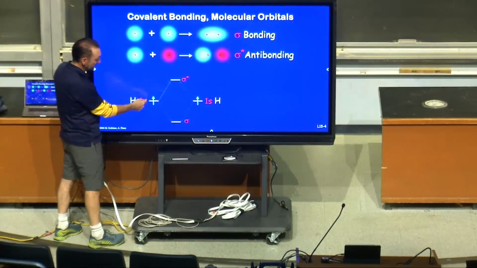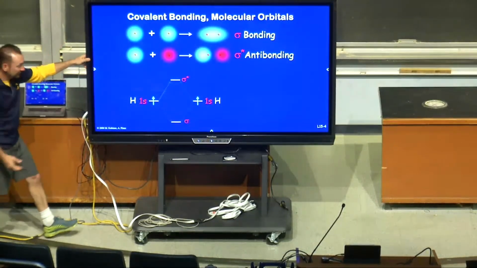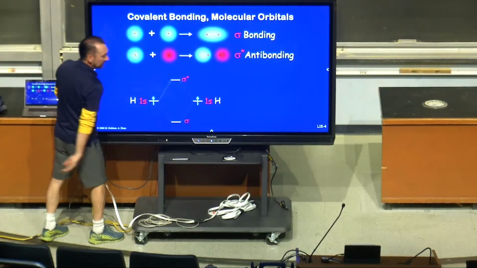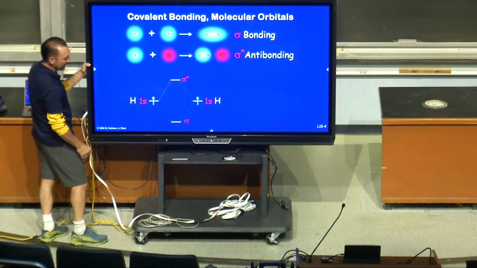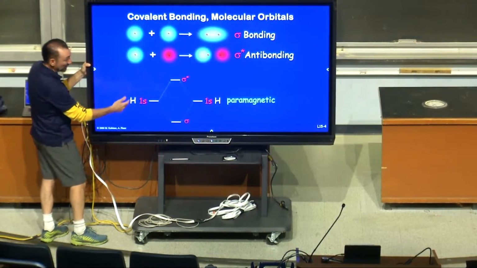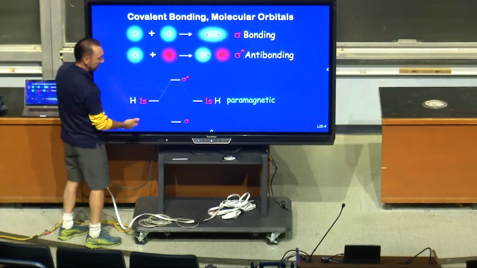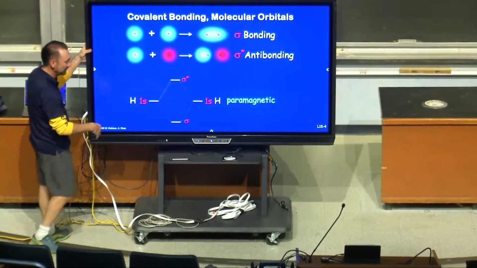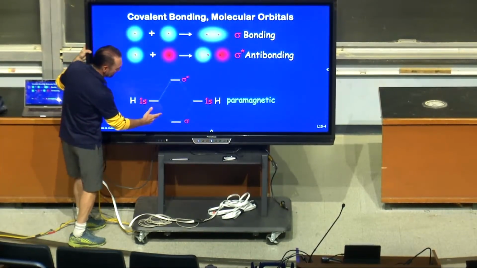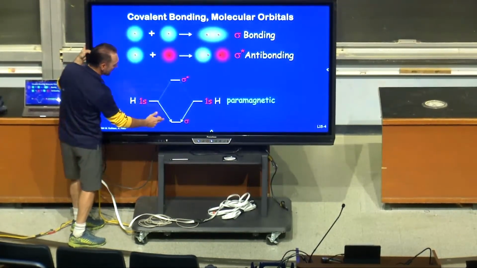Well, I had one electron in each of the 1s orbitals. This is the atomic electron configuration. And those would be paramagnetic. Oh my goodness, you have to do that on the exam tonight all over the place. I went a little crazy with the paramagnetism, sorry. Those are paramagnetic. They had an unpaired electron.